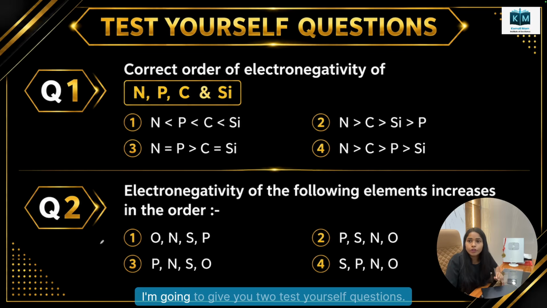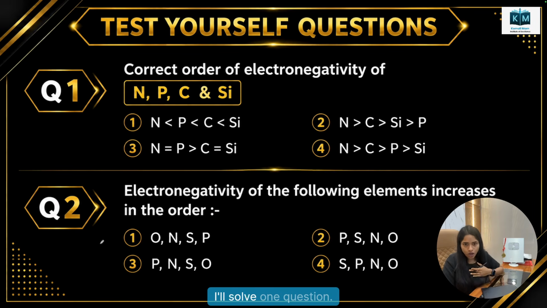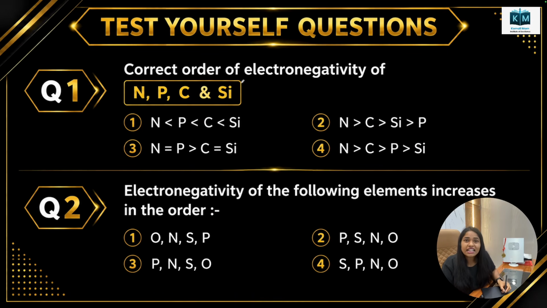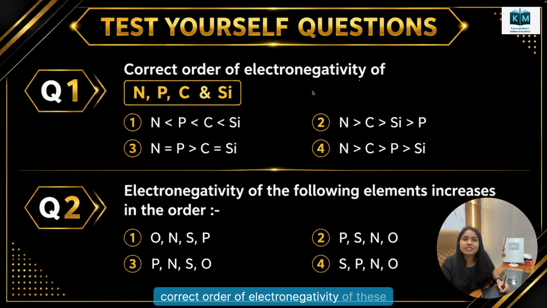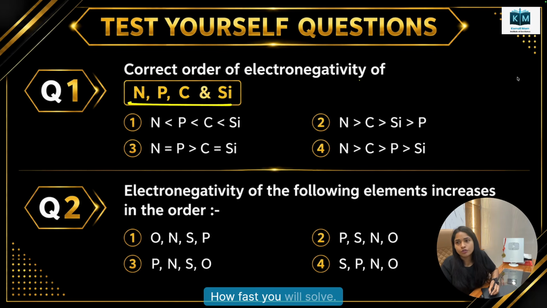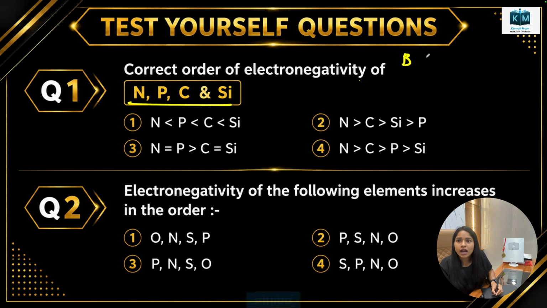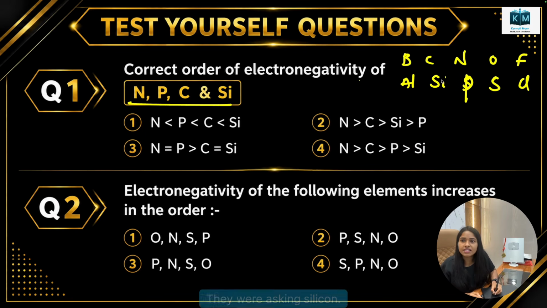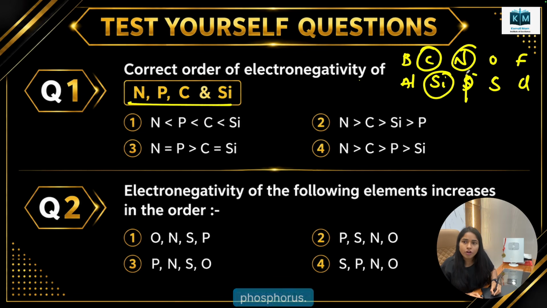Now, I am going to give you two test yourself questions, okay? One question I will solve, one question you solve. For example, the correct order of electronegativity of these elements, how fast you will solve. Boron, carbon, nitrogen, oxygen, fluorine, aluminium, silicon, sulfur, phosphorus, sulfur, chlorine. Now write the elements and circle them. Which elements were they asking? Silicon, carbon, nitrogen, phosphorus.